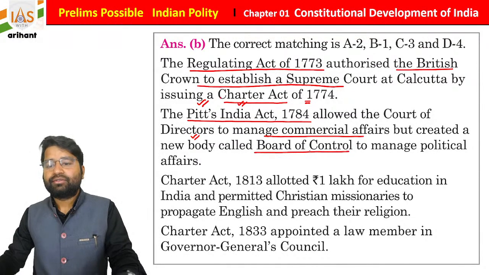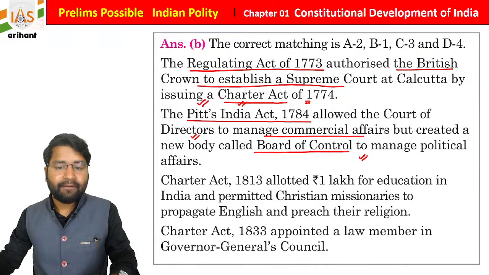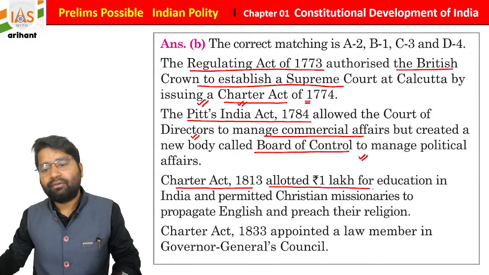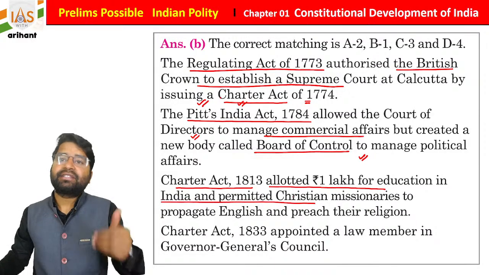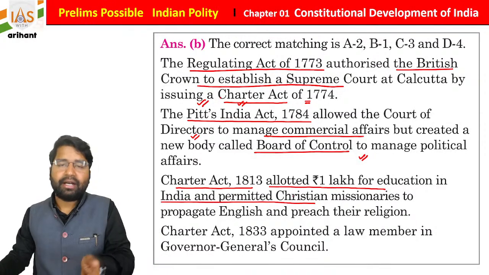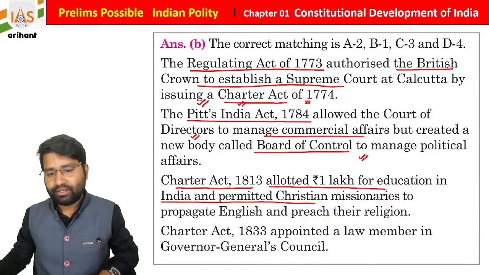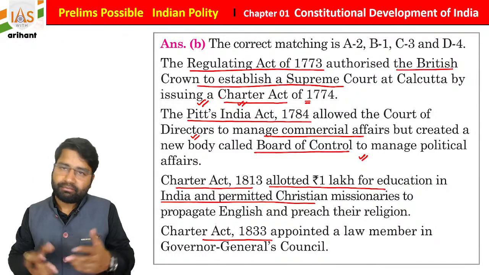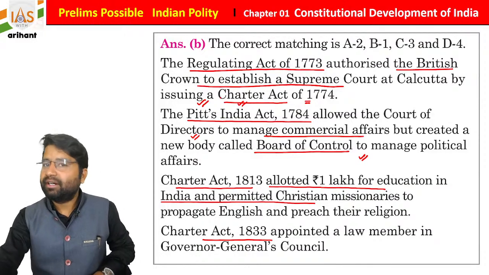Okay, so Court of Directors and Board of Control to manage the political affairs. The Charter Act 1813 allocated 1 lakh rupees for education in India and permitted Christian missionaries to come to India and to preach the religion as well as to promote English education. Under the Charter Act 1833, a law member became part of the Governor General of India's Council, and the first one was Macaulay.